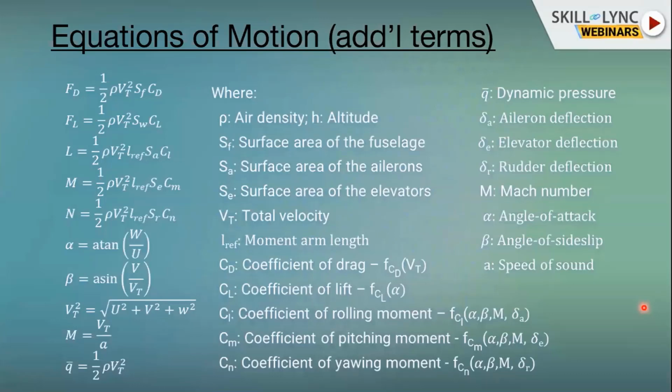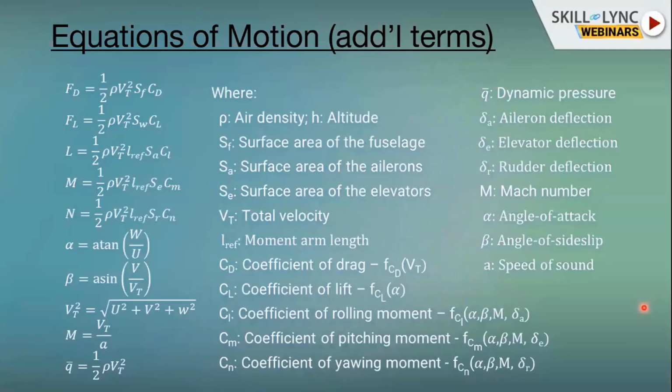And we have seen W's and V's. There is a V sub T, which is total velocity. There's a typo: Vt square should be U square plus V square plus W square with no square root. I forgot to remove the square root. Or V sub T without the square is the square root of U square plus V square plus W square. There is another term that's very popular in the aerospace community, which is Mach number.